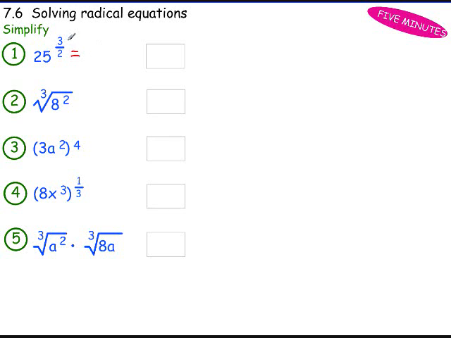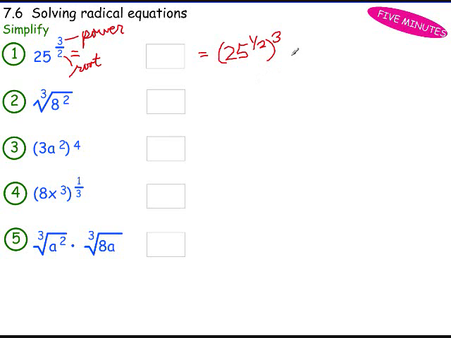I can divide this up. Remember, this is the power, and this is the root. When we're looking at a rational exponent, the numerator is the power we're applying, and the denominator is the root. So I could write this as 25 to the 1/2 power, which is saying root 2, and the power of 3 on the outside.